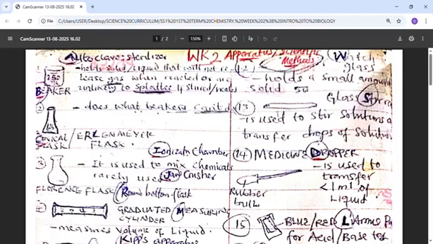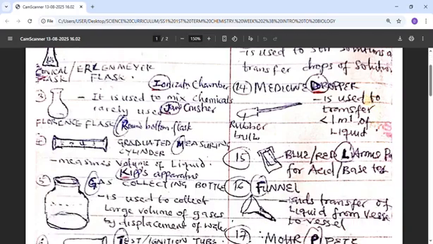That's your wash glass. Then we also have glass stirrer, which is made of glass. You can use it to stir your solutions or transfer drops. Then medicine dropper, just like the one they use for babies. You use it to transfer less than 1 ml of liquid, or any very low quantity.